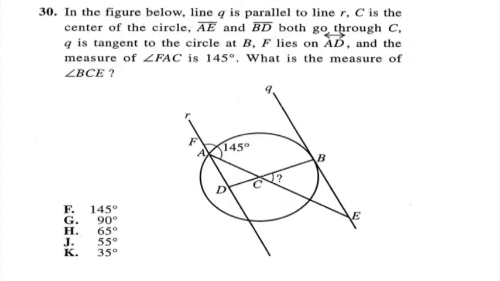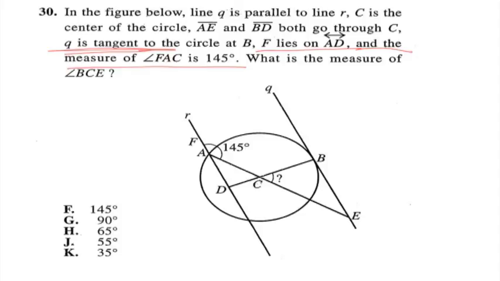Number 30. In the figure below, line Q is parallel to line R, and C is the center of the circle. AE and BD both go through the point C. Q is tangent to the circle at B. F lies on AD, and the measure of FAC is 145. What is the measure of BCE?